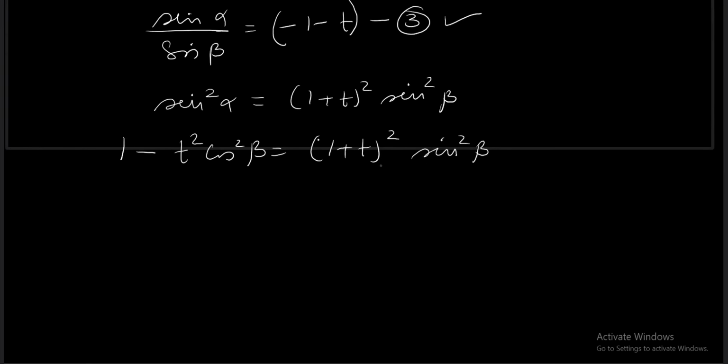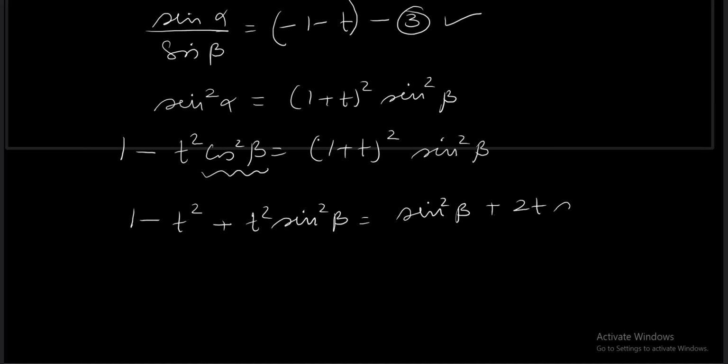चलिए अभी तो proceed करते हैं because I feel that this can be converted to sin square beta and then sin square beta can be evaluated. तो लिखेंगे जरा, this will be 1 minus t square plus t square sin square beta. Right hand side is sin square beta plus 2t sin square beta, and then we have plus t square sin square beta. ये जो t square sin square beta है ये cancel हो गया.